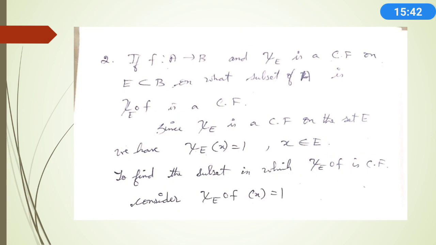Next example is this. If f is a function from A to B and psi is a characteristic function of E contained in B, on what subset of A is psi composition f a characteristic function? Since it's given psi is a characteristic function on E, by definition I can write psi E of x is equal to 1 when x belongs to E. And one more condition we have, this E is a subset of B. B is the codomain for my f. Just keep this in mind. Now we are going to find the subset for the characteristic function psi E composition f. That means consider psi E composition f of x is equal to 1.